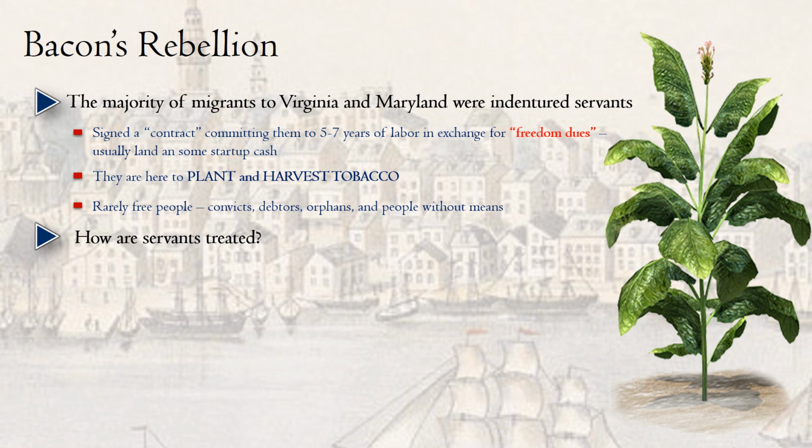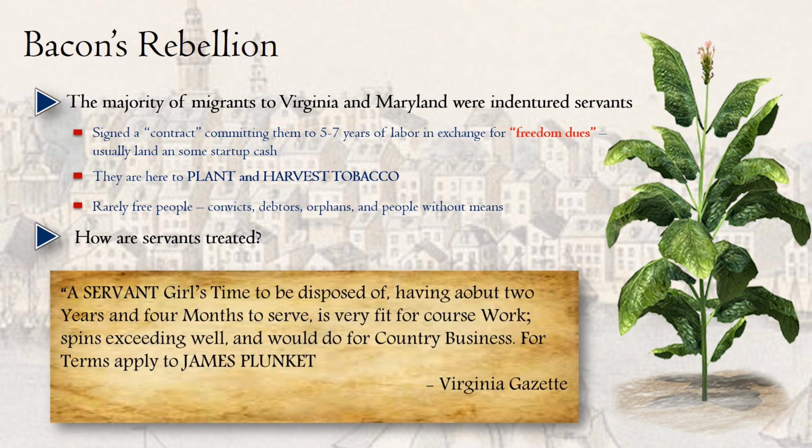And so we can gauge how they're treated by looking at some of the surviving documents about indentured servitude. Here's one from the Virginia Gazette. "A servant girl's time to be disposed of, having about, and that's not a misspelling, 2 years and 4 months to serve, is very fit for coarse work, spins exceedingly well, and would do good for country business. Terms apply to James Plunkett." So James Plunkett's putting out an ad to sell his servant girl. And that's interesting here because it's an ad in a paper advertising the sale of a person, right?